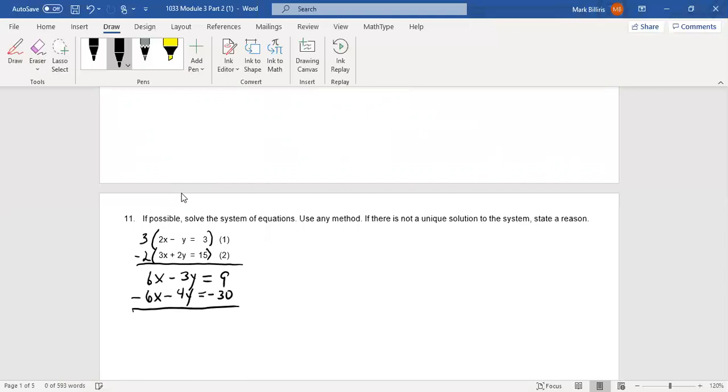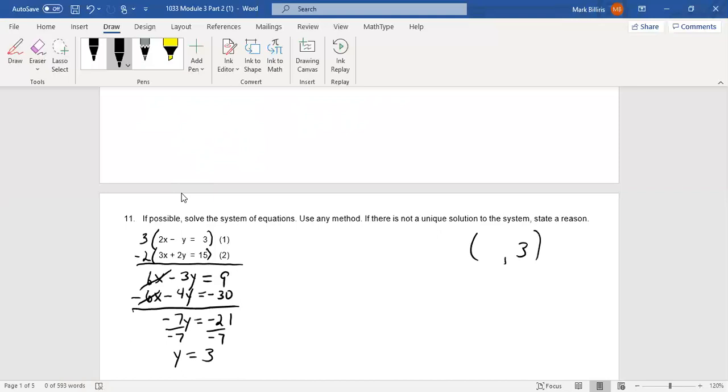So when I add, again, it's doing what I want it to do. It's eliminating one of the two variables. And that gives me -7y equals -21. And I'm going to divide both sides by -7. And a negative divided by a negative is a +3. So my y value is 3.